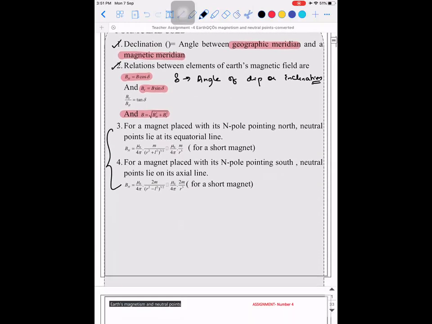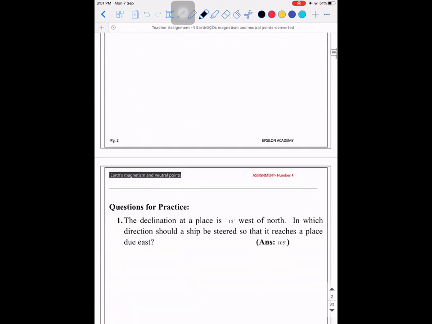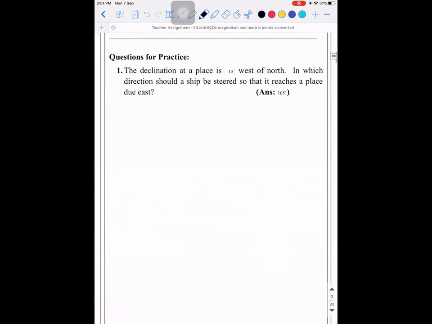Then we know what the angle of dip is also, right? The angle made by the Earth's magnetic field at a particular point with respect to the horizontal component of the Earth's magnetic field is what is called the angle of dip, and it is represented by the symbol delta. Right? Keeping all these points in mind, we will do some problems.